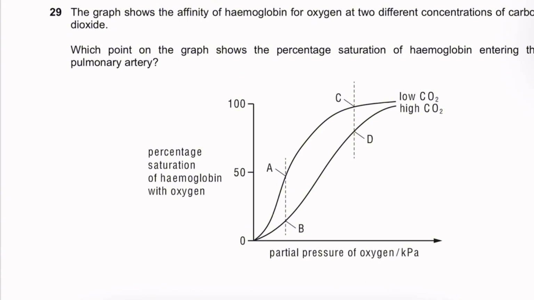So entering the pulmonary artery, right? It says entering the pulmonary artery. Blood entering the pulmonary artery is going to be just as deoxygenated as the blood flowing in the vena cava. So the percentage saturation of hemoglobin with oxygen is going to be quite low. It's going to have really high carbon dioxide, and the partial pressure of oxygen is also going to be quite low, which means the answer here is going to be B.